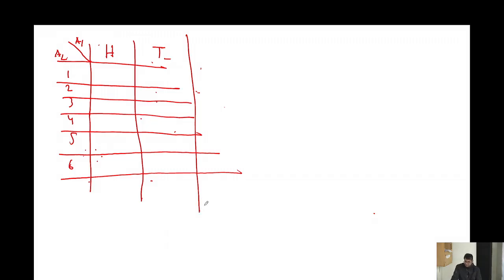Okay. So now let's take a random box here. Let's take this box. What does this box indicate? Getting a 4 and a tail. What is the probability of that? If I assume the coin is unbiased, the dice is unbiased, everything is unbiased, then 1 by 12. 1 by 6 times 1 by 2, right?